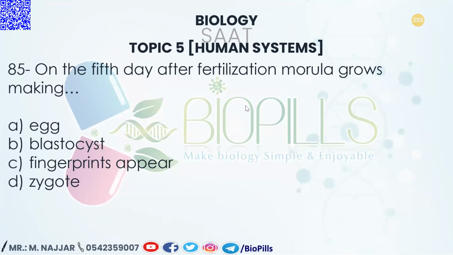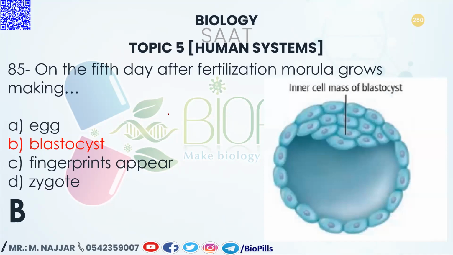On the 5th day after fertilization, the morula grows. We discussed this before in the invertebrates, if you remember, while starting with the animal kingdom characteristics. It is not making an egg, surely; they are making the blastocyst. It says morula. Morula comes after the process of fertilization. If we are extending the explanation, we did mention this last time when we discussed the animal kingdom.